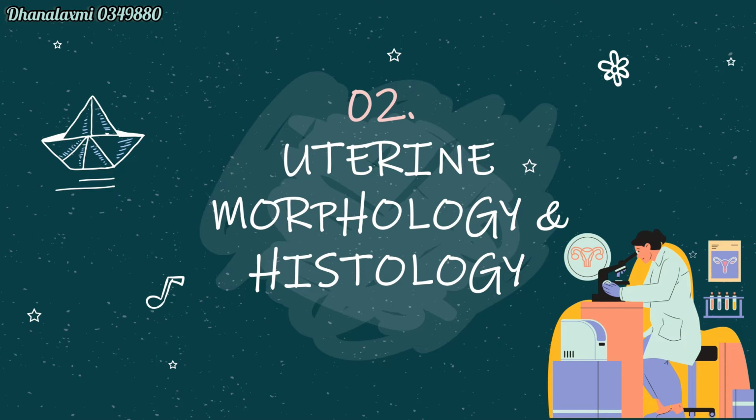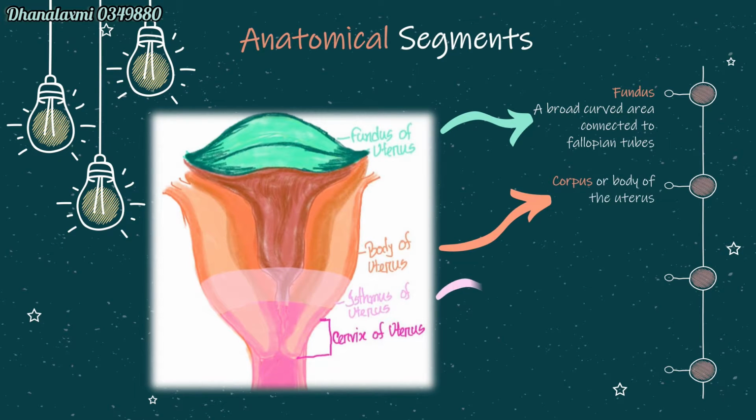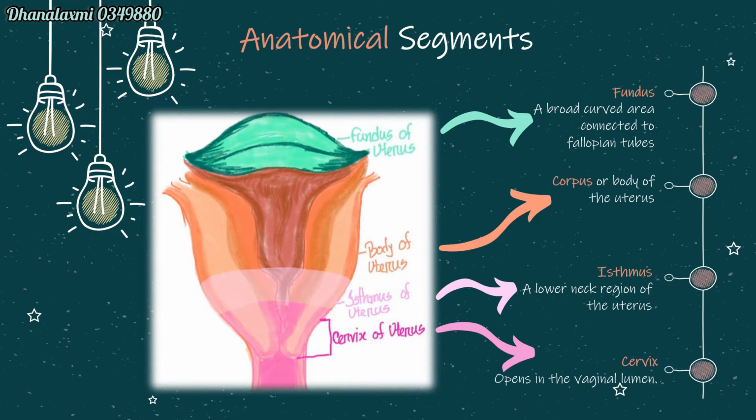Hello everyone, I'm Dhanalakshmi and I will be talking about the uterine morphology and histology. The uterus is a hollow, thick-walled and pear-shaped muscular organ with an inverted triangle-shaped cavity on the frontal cut. Its 4 main anatomical segments from superior to inferior are the fundus, a broad curved area connected to the fallopian tubes, the body of the uterus, the isthmus, a lower neck region of the uterus, and the cervix, which opens in the vaginal lumen.